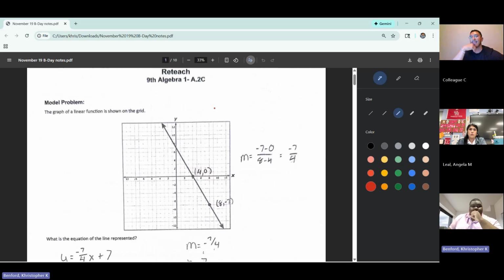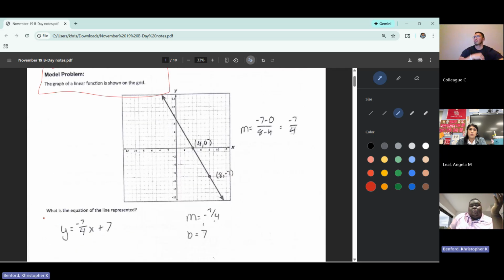So with the model problem, we'll look here first. And so it'll say the graph of the linear function is shown on the grid. And then the question is, what is the equation of the line represented? The students already know that they need to find friendly points. And so what they'll do is they'll look at the paper, and if it goes through an exact line, that's a friendly point. So our two friendly points on this line are 4, 0 and 8, -7.